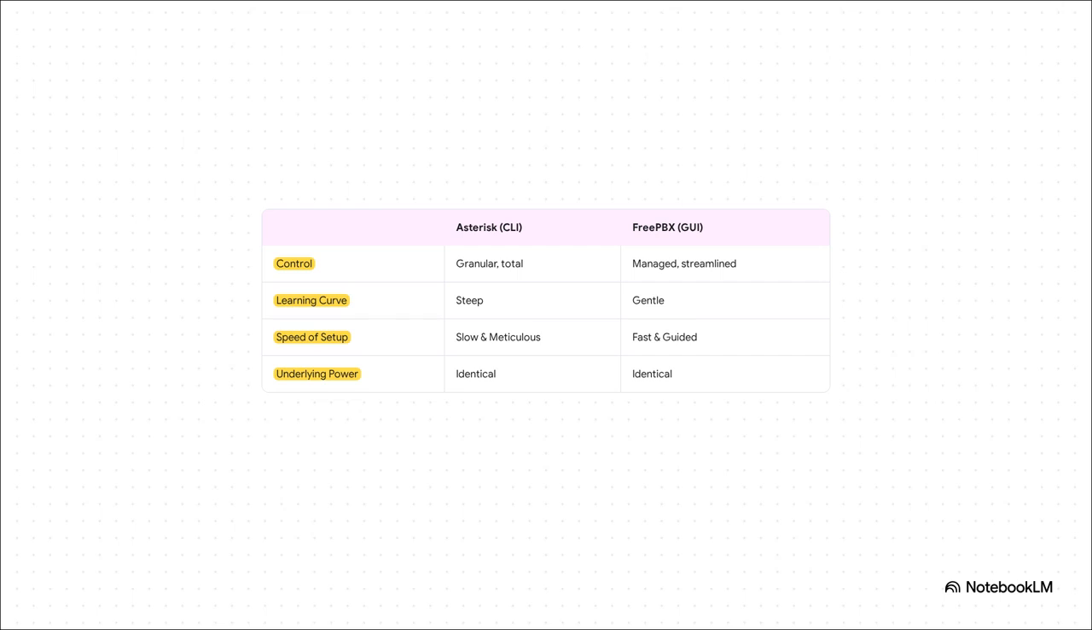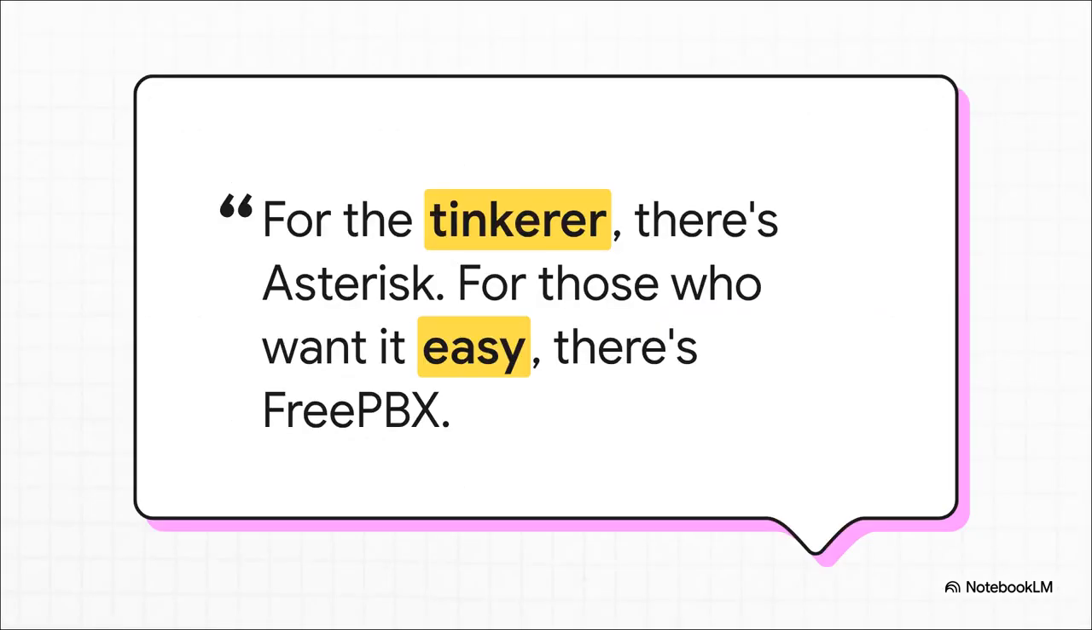But now look at that last row. This is the most important part. The underlying power in both cases is absolutely identical. And ultimately, the choice really just comes down to what kind of person you are. If you're a tinkerer, someone who loves getting their hands dirty and building things from the ground up to understand every little piece, then pure Asterisk is your path. But if you just want a ridiculously powerful and flexible phone system that's easy to set up and manage, FreePBX is, without a doubt, the way to go.